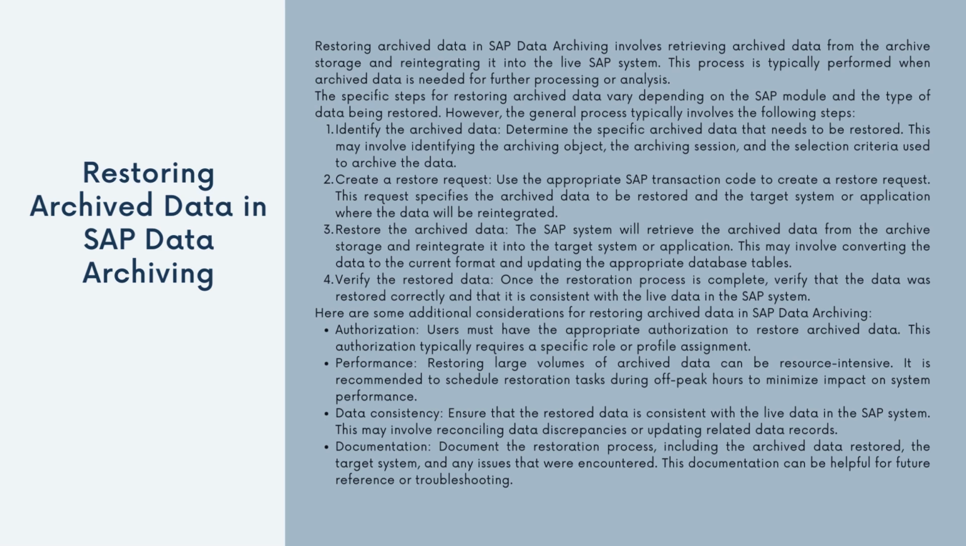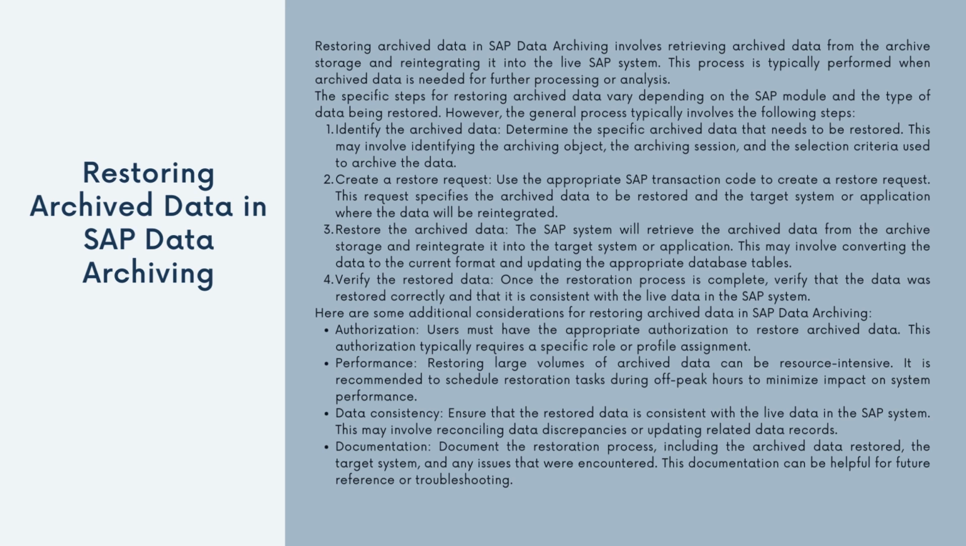The specific steps for restoring archived data vary depending on the SAP module and the type of data being restored. However, the general process typically involves the following steps. Identify the archived data. Determine the specific archived data that needs to be restored. This may involve identifying the archiving object, the archiving session, and the selection criteria used to archive the data.